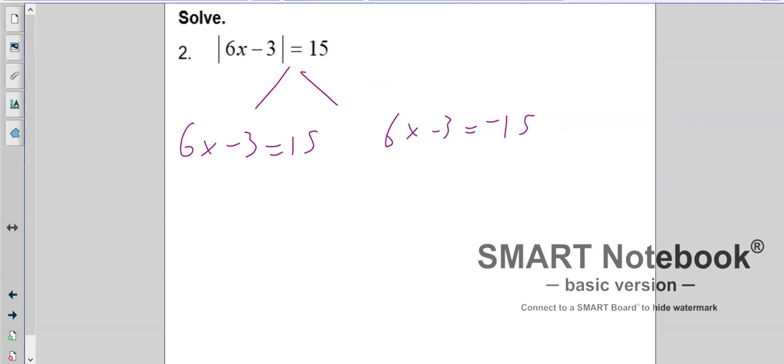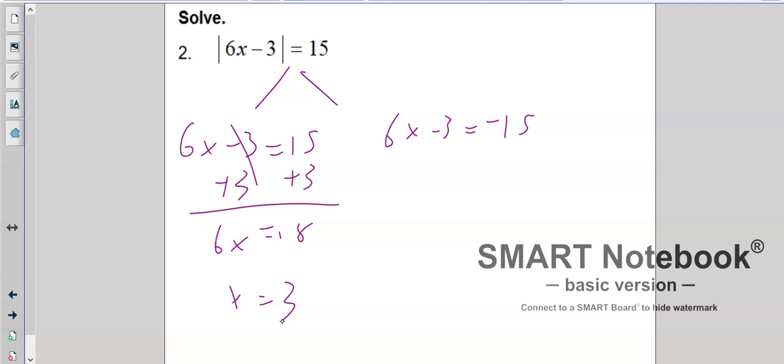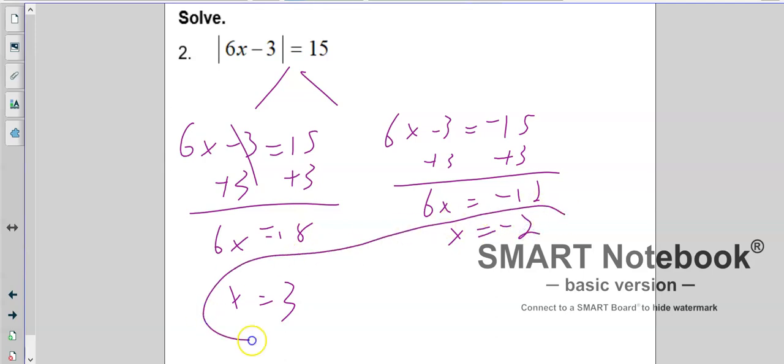Now we're just going to solve just like we did in previous lessons. We're going to add 3 to both sides. That's going to give me 6x equals 18. And I'm going to divide by 6, I'm not going to show it here. Okay? But now when I add 3 here, notice I get 6x equal to -12. Therefore, when I divide, I get -2. Those are my 2 possible answers.